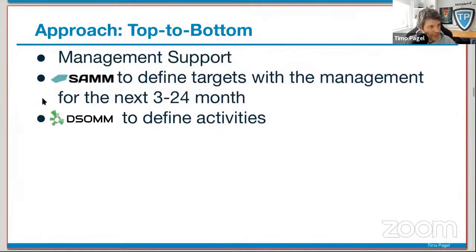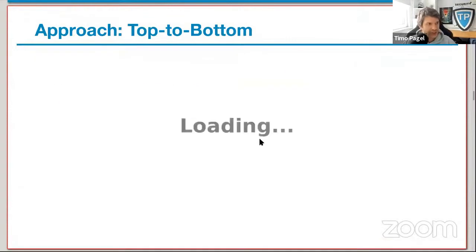So top to bottom means that you define the targets with SAMM, you define the targets with the management. You say in the next 3 months, or in the next year, or in the next 2 years, I want to have dynamic application security testing with a very high maturity. And then you go to DSOMM and define the activities together with the engineers.